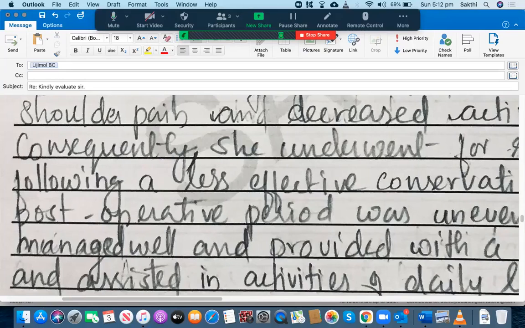Yeah, you could have done that. I mean, you could have mentioned that initially conservative management wasn't helpful to her, and as a result, she underwent a surgery. Okay, do you know what I mean? Yes, sir. All right.